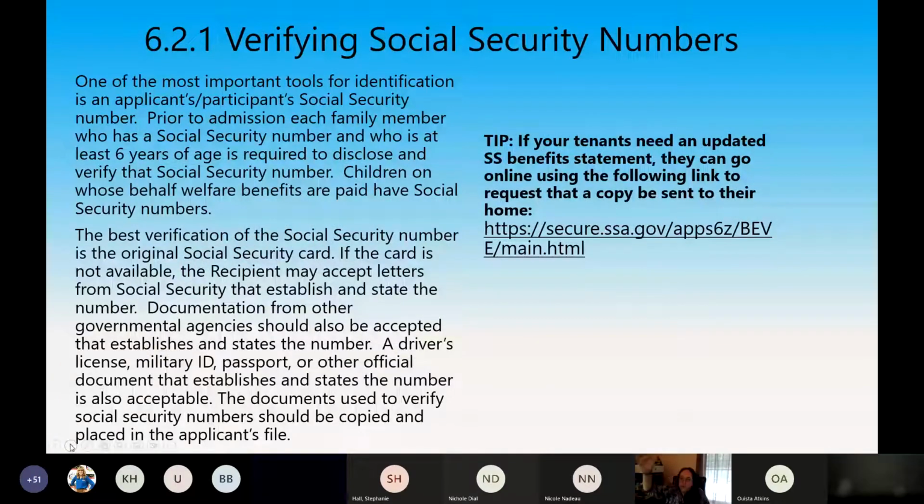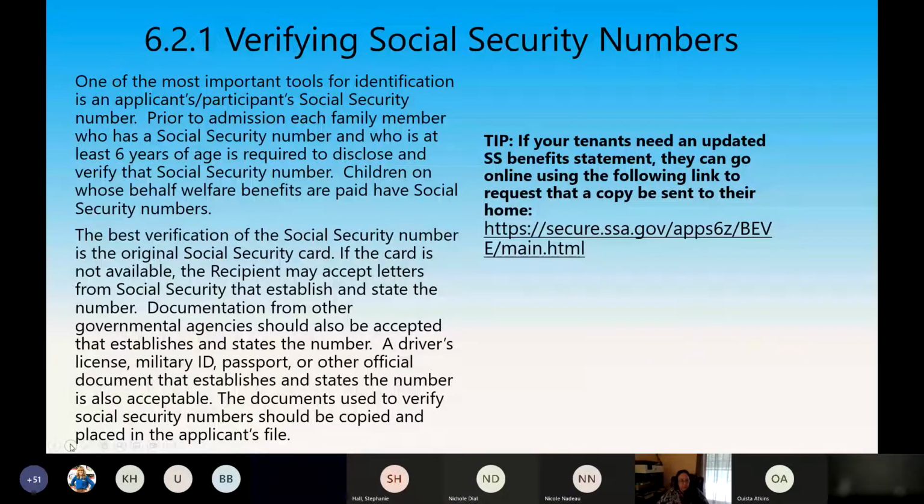Social security numbers are one of the most important tools for identifying an applicant or their participants. Prior to admission, each family member who has a social security number and is at least 6 years of age is required to disclose and verify that social security number.